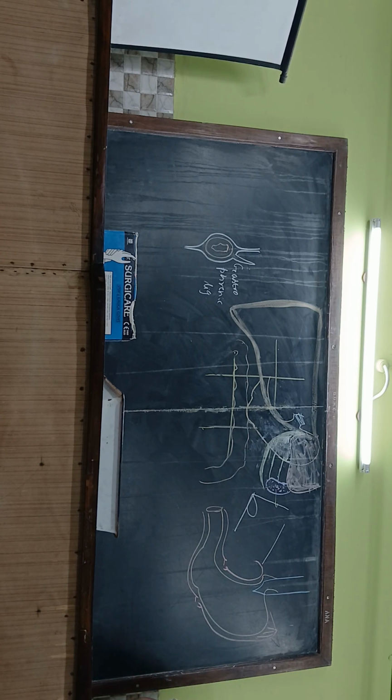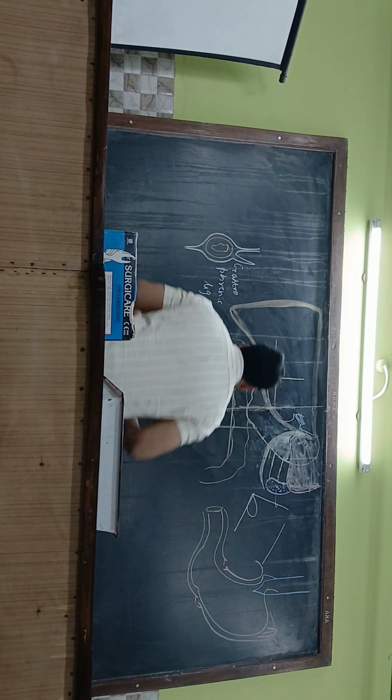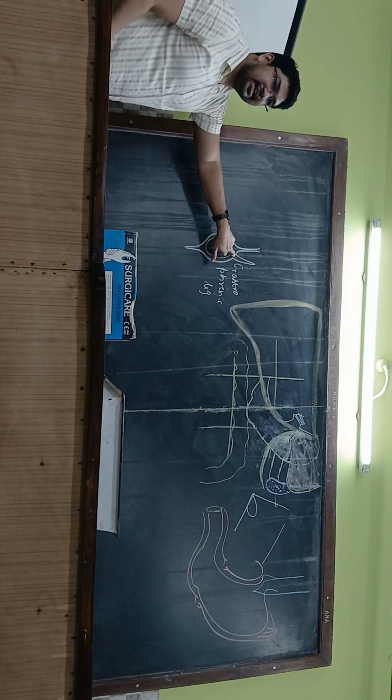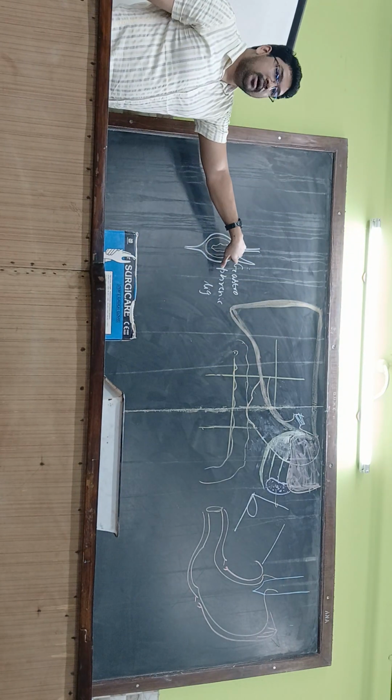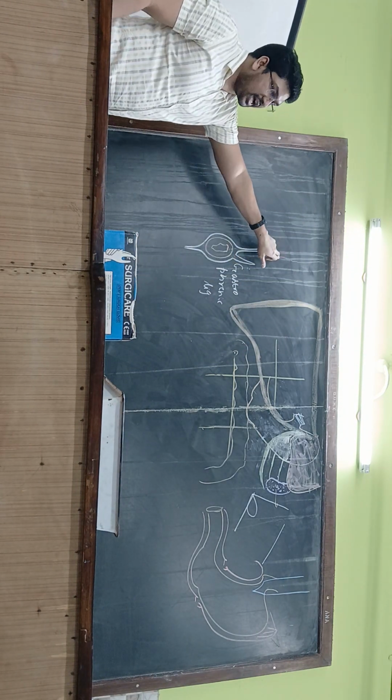So this fold of peritoneum is termed as the gastrophrenic ligament. Just like the gastrosplenic ligament, this is the gastrophrenic ligament over here. Understood or not, everybody? This is the gastrophrenic ligament which is connected straight away from the cardiac end of the stomach till the diaphragm over here. Okay.